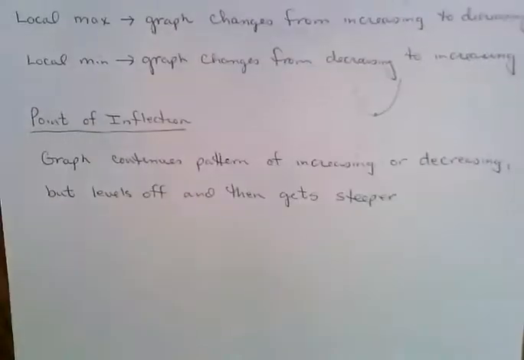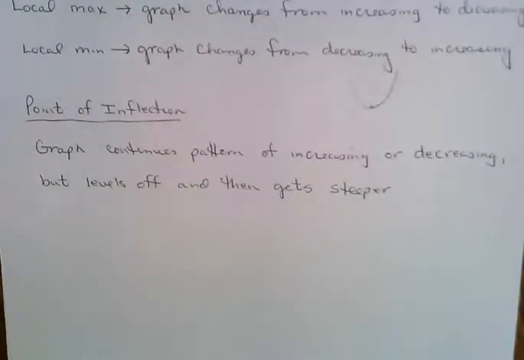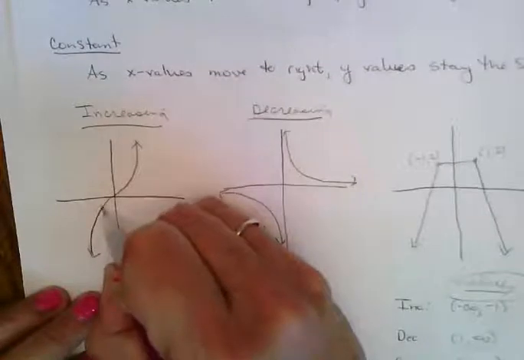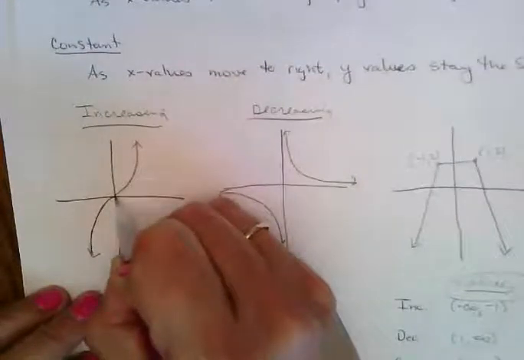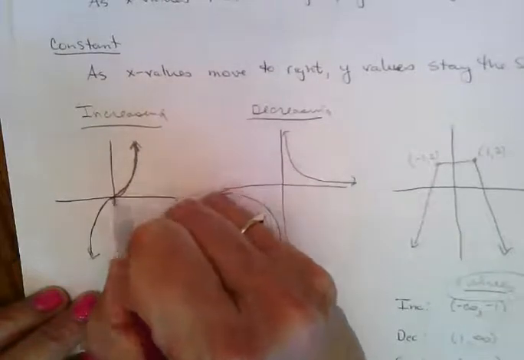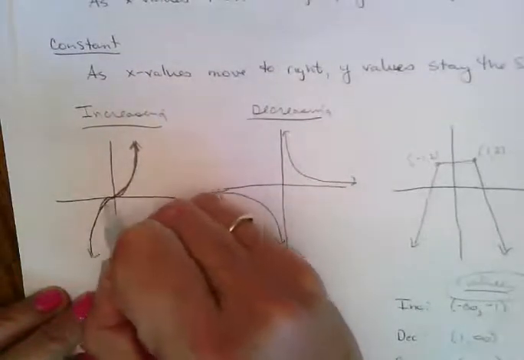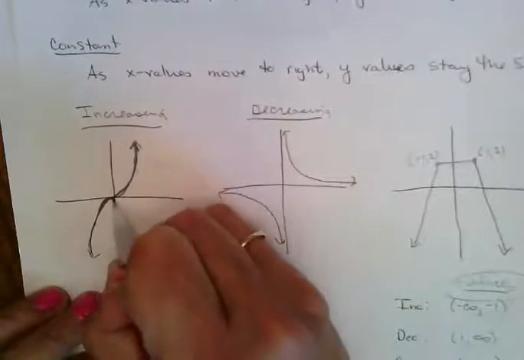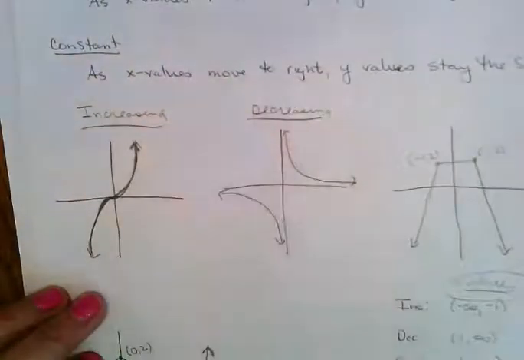Point of inflection is where the graph continues in the same pattern of increasing or decreasing, but it levels off and then gets steeper. So an example of that would be right here. This is all increasing, but you'll notice that it's leveling off, and then it speeds up again, it's steeper. Okay, so you should see that it almost looks like it's going to be a maximum, like it's slowing down, it's leveling off, and then it takes off again. That's a point of inflection.